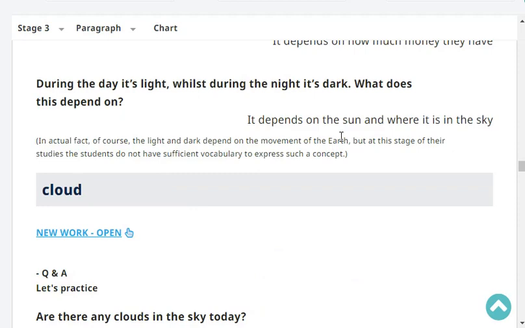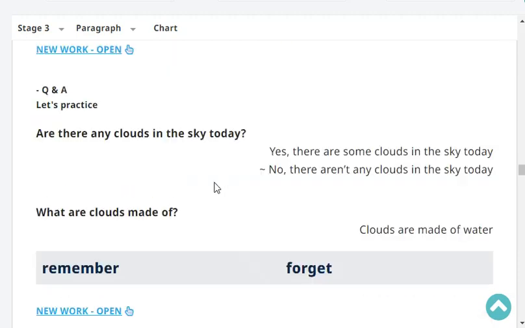Okay, next. During the day, it's light, whereas during the night, it's dark. What does this depend on? It depends on the sun and where it is in the sky. Very good.